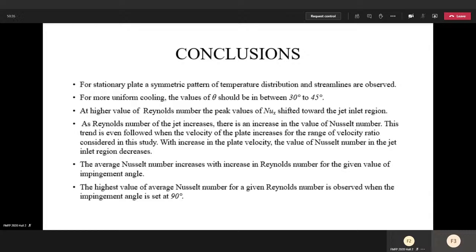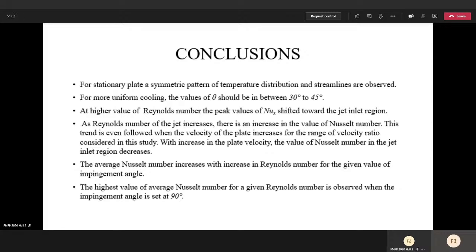Conclusion: for an effective pattern, heat transfer increases with increasing Reynolds number. The value of theta should be between 30 and 55. At higher values of Reynolds number, the peak value of Nu is shifted toward the jet. As the Reynolds number of the jet increases, there is an increase in the value of Nusselt number. This trend also follows when the velocity of the plate increases.